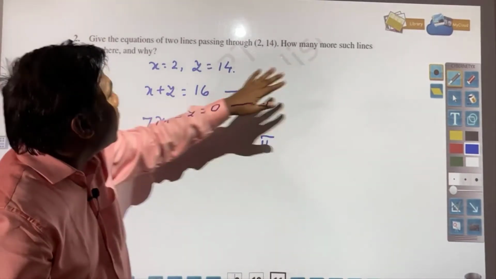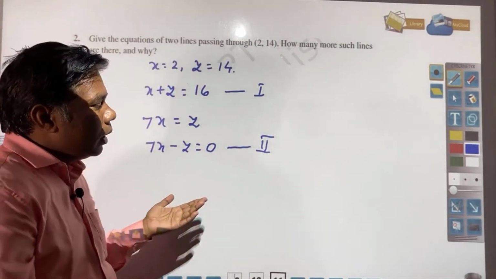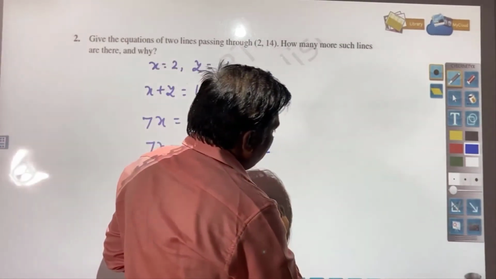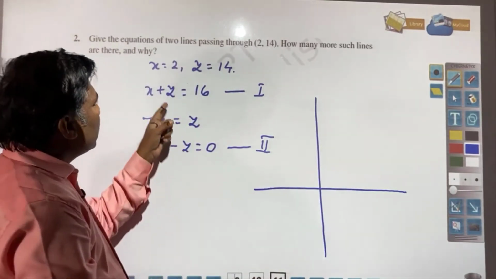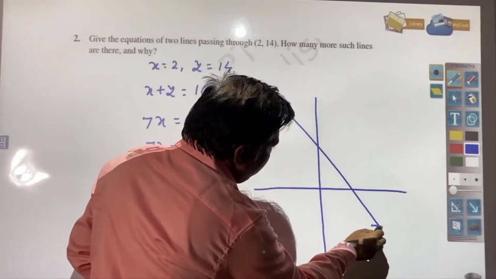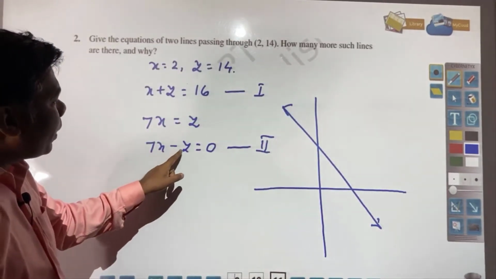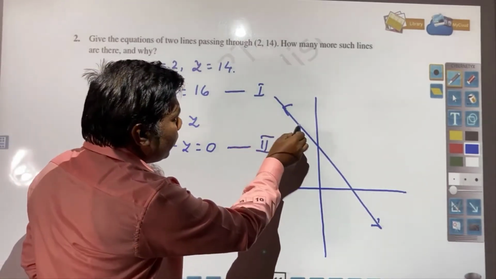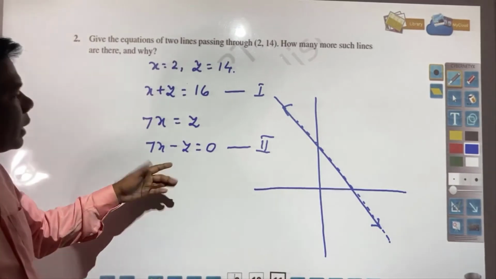How many more such lines are there and why? Many such lines can be drawn. Suppose if any equation you have, in this way graph will be plotted. Suppose your x plus y is equal to 16, you have plotted in this way. So if you are plotting 7x minus y, here itself it will be drawn. It will overlap because coordinates will be same.